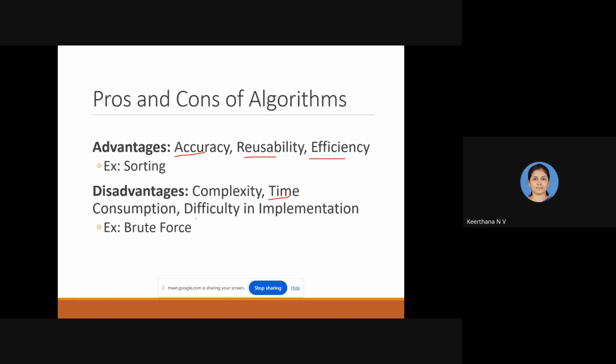If an algorithm is not in a precise manner, then it will be difficult for a programmer to implement it in a program. That's why they have given us difficulty in implementation. This algorithm you cannot implement directly, you can only write it. It can be implemented by means of pseudocode, either using a flowchart or using programming. The algorithm cannot be directly implemented. So that's why the disadvantage of an algorithm is represented as difficulty in implementation.